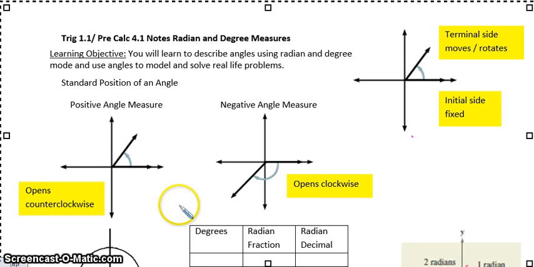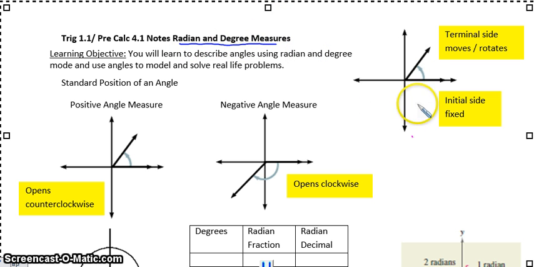This video will cover Trig 1.1 or Pre-Calc 4.1, Part 1 Notes. The topic for this section of notes is going to be radian and degree measures. Radian and degree measures are just two different ways of writing the size of an angle. And so we're going to start off today by talking about how we draw angles, and then we'll move into actually looking at degree measurements versus radian measurements.